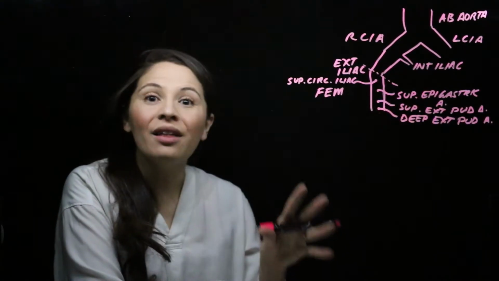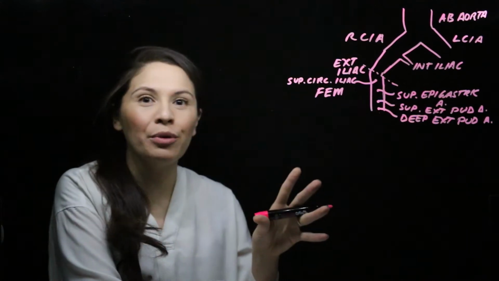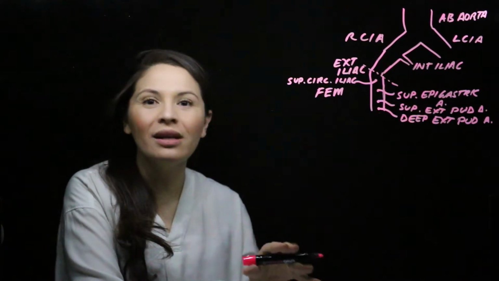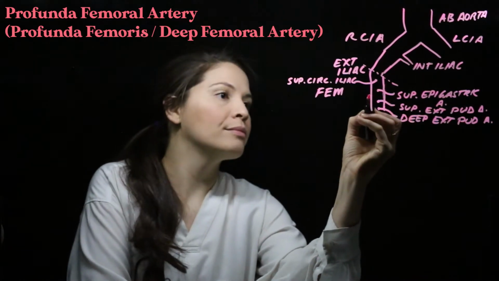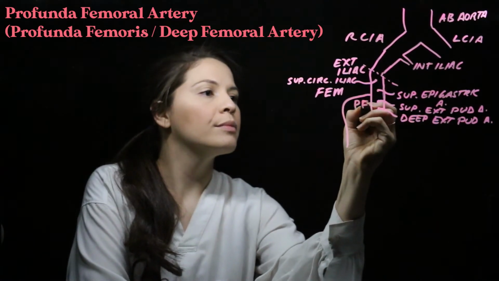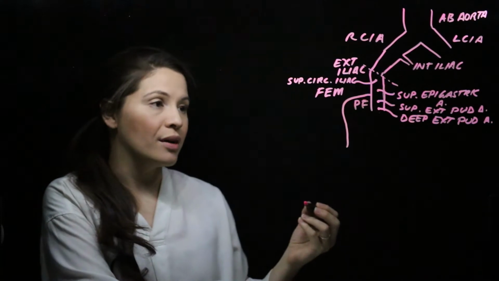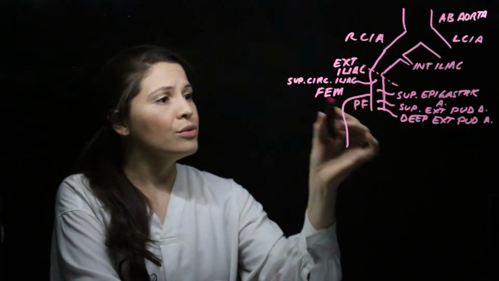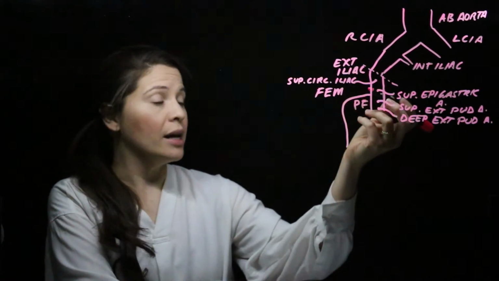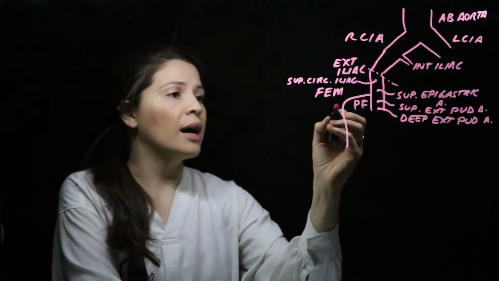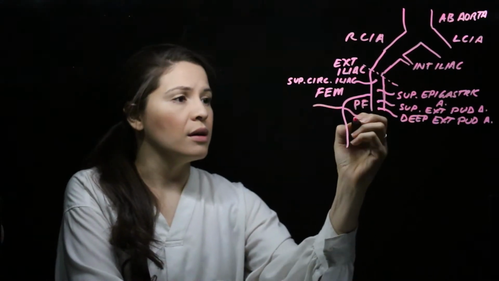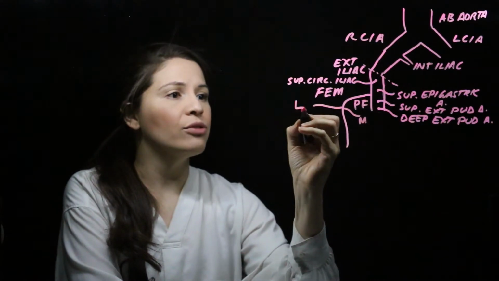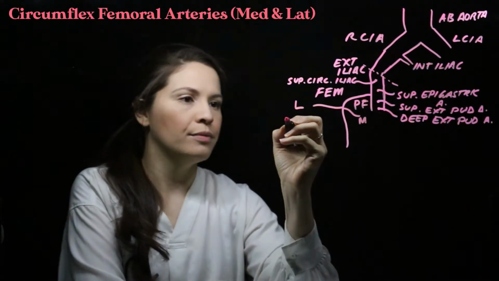And lastly, the 5th major branch coming off the femoral artery at the level of the femoral triangle is the profunda femoral artery, or profunda femoris. So this is the deep artery of the thigh. Okay, so as soon as the profunda femoris artery pops off the femoral artery, it gives off 2 branches. We have the medial and lateral circumflex femoral.